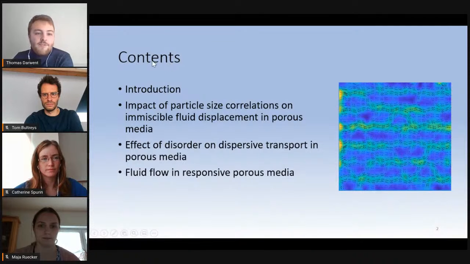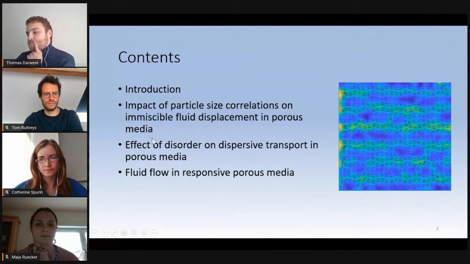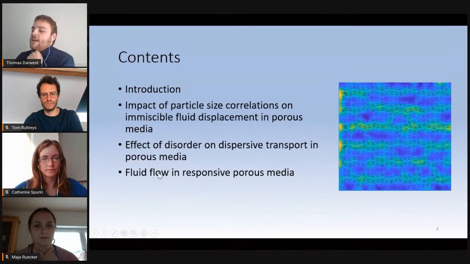So just a brief outline of what the talk will involve. I'll give a quick introduction to the projects and some of the manufacturing we use. And the 3 projects that have been the crux of my PhD involve looking at particle size correlations, how disorder has an effect on dispersive transport, and also fluid flow in responsive porous media, and again, how disorder has an effect on that.